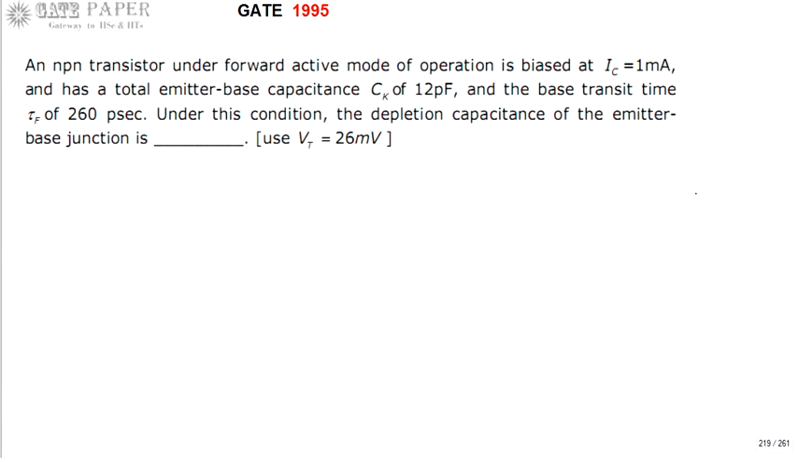We are discussing the GATE 1995 ECE paper, and this question is related to analog circuits. An NPN transistor under forward active mode of operation is biased at a collector current of 1 milliampere and has a total emitter base capacitance of 12 picofarad and a base transit time of 260 picoseconds. Under this condition, the depletion capacitance of the emitter base junction is?